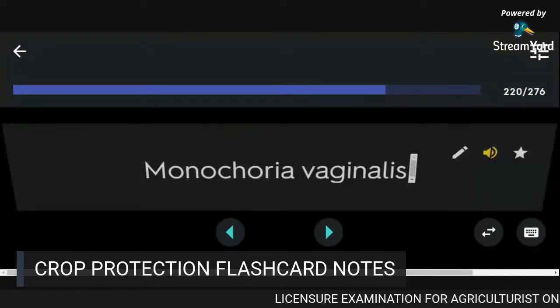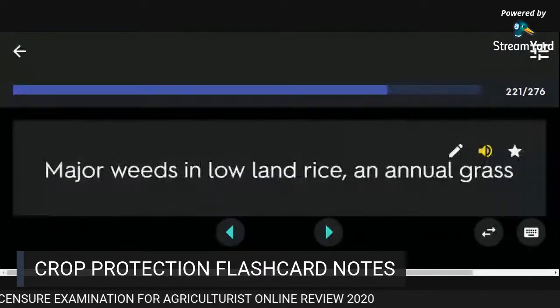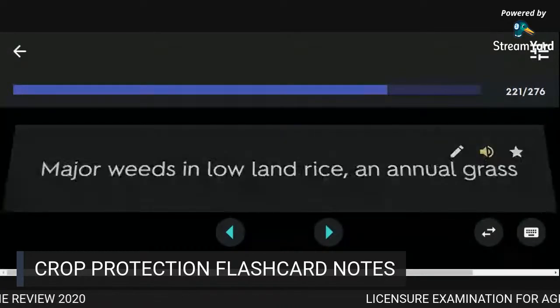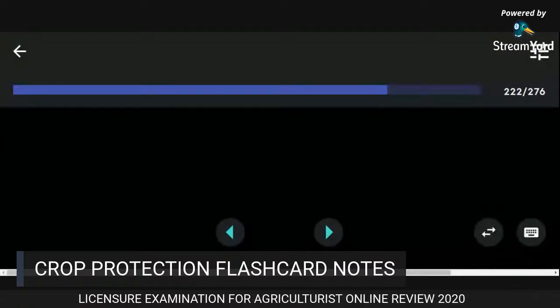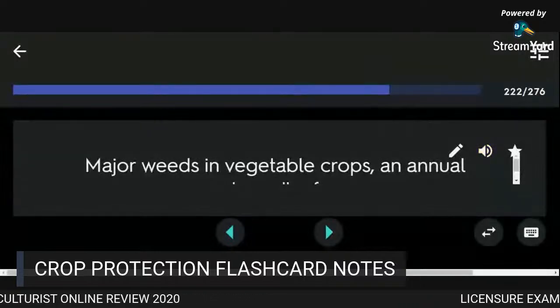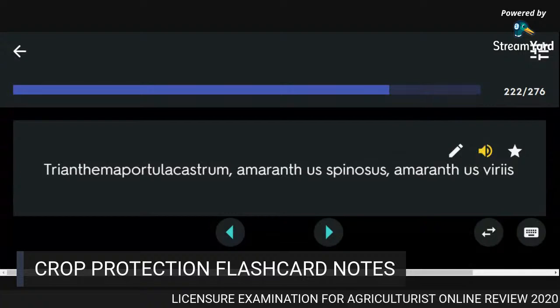A weed that is both a monocot and a broadleaf. Monochoria vaginalis. Major weeds in lowland rice, annual grass: Echinochloa crus-galli, Echinochloa colona, Echinochloa glabrescens. Major weeds in vegetable crops, annual broadleaf: Trianthema portulacastrum, Amaranthus spinosus, Amaranthus viridis.